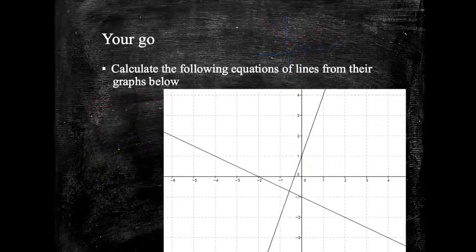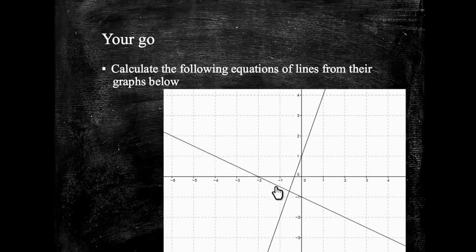Okay, there are 2 lines that I'd like you to see if you can work out the equations of them. The first line comes down here, this way, and the second line is in the opposite direction, coming up here. Pause the video, have a go, and I'll explain what the answers are in a second.